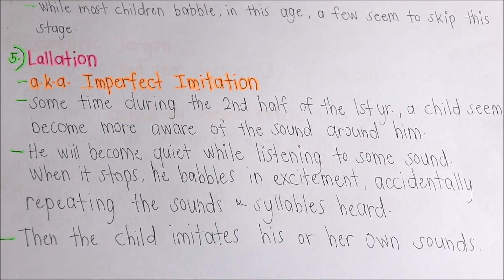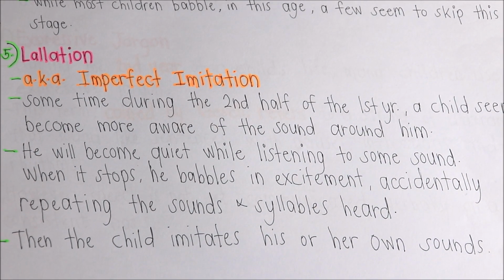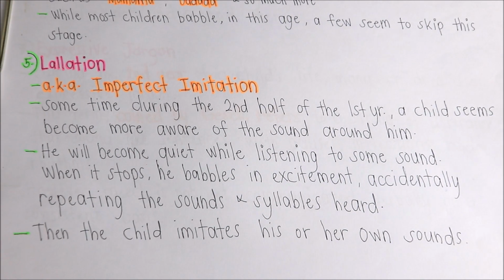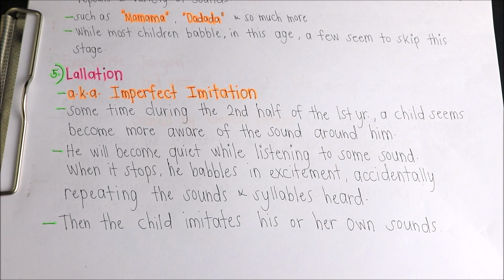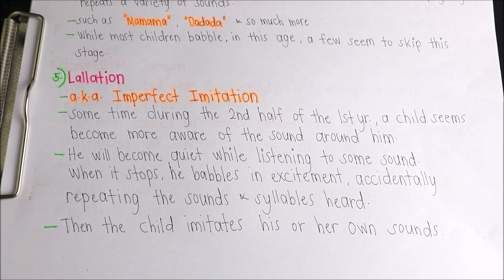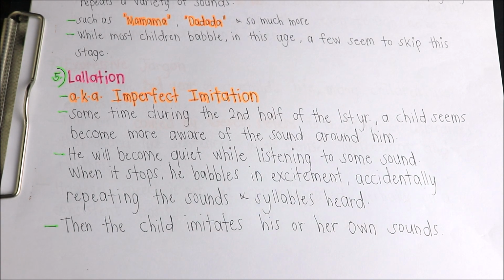Number 5, lalation, also known as imperfect imitation. Sometime during the second half of the first year, a child seems to become more aware of the sounds around him. He will become quiet while listening to some sound. When it stops, he babbles in excitement, accidentally repeating the sounds and syllables heard. Then the child imitates his or her own sounds.